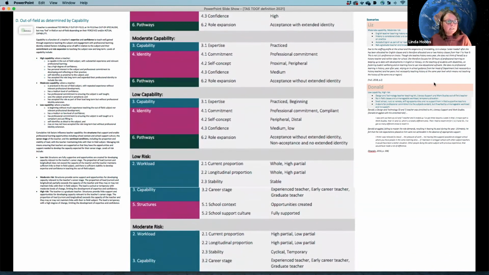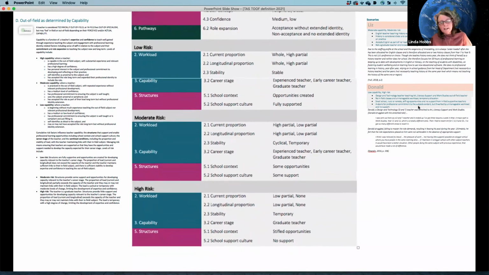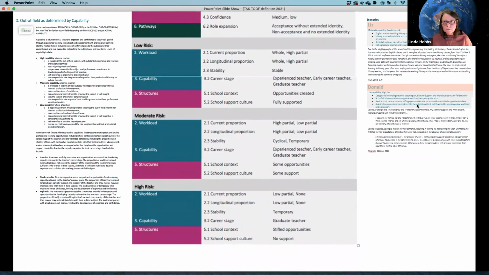Along with that is some scenarios that we put together to illustrate how this language might be used to characterize the teachers. Now, Jim, I know you don't like it, because I'm talking about teachers who are out of field rather than the fact that there's out of field teaching going on. And that is an issue that I have too with this to some extent.